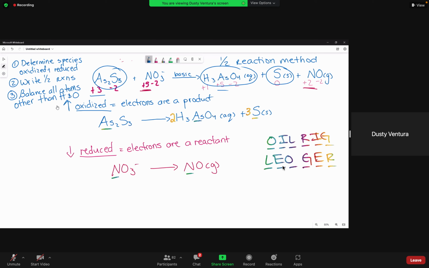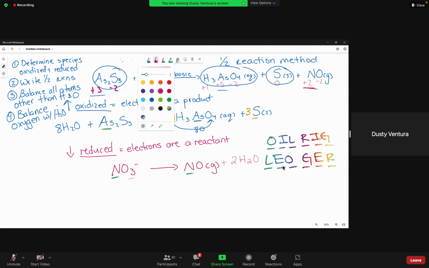All right, next step is to balance our oxygen. This feels weird, but we're going to add in a whole water molecule everywhere we need an oxygen. On my oxidation reaction, I have 8 oxygen on the right, so I need 8 waters on the left. I've got 2 times 4, that's 8 oxygen. And then on the bottom, I need 2 waters on the right because I have 3 oxygen on the right.